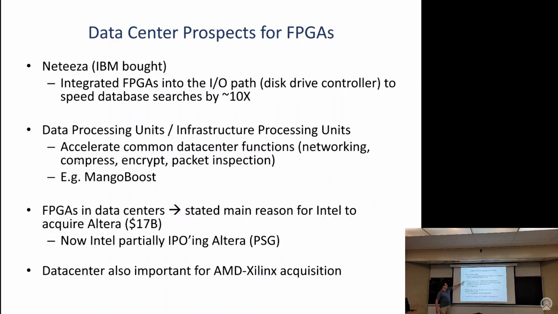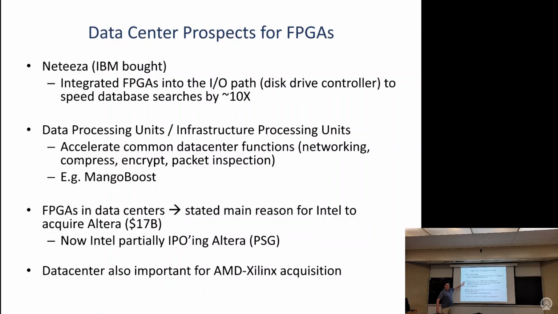Another use case has been these data processing units or infrastructure processing units. That's kind of what Microsoft is doing internally. That's their key use case at this point for the FPGAs. So as I said, it's compress, encrypt, and packet inspection, which is checking there's no nefarious traffic. It's also very data parallel. And there are external companies that do this too. There's one called Mango Boost that a bunch of U of T people have gone to as well, where they make these data center processing units, not for their own data centers, but basically to sell to Microsoft and other cloud providers.